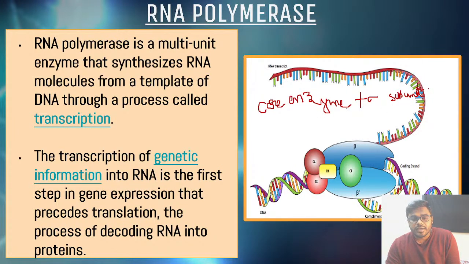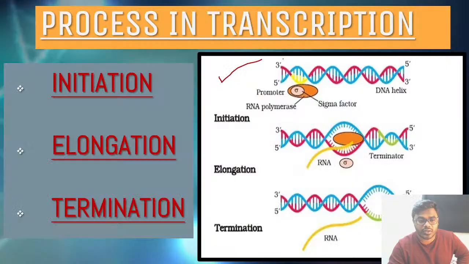So if all of you quickly recall, I told you that the sigma subunit does not have any active role in the process of transcription. What did I tell you? Sigma factor just helps the core enzyme to recognize where the promoter is. That is the ultimate goal of this sigma factor. It will just help the core enzyme to recognize the promoter present on the DNA.